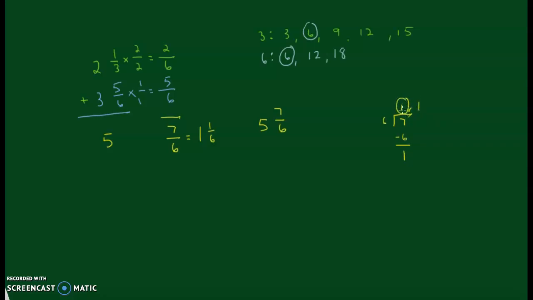This number becomes the whole number. The remainder becomes the numerator, and then the divisor is the denominator. So 1 and 1/6. So if I took this 1 and 1/6 and added it to 5, then that answer would be 6 and 1/6. 6 and 1/6 is equal to 5 and 7/6.